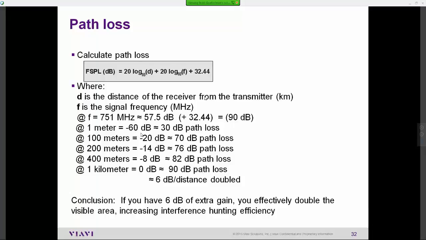At 1 meter, at minus 60 dB, that's about 30 dB path loss. At 100 meters, it goes up to 70 dB path loss. So you can start to see that 6 dB difference between 100 meters, 200 meters, 200 meters to 400 kilometers. So understanding the path loss, again, if you have 6 dB of extra gain, you can effectively double the visible area, greatly increasing your interference hunting efficiency.